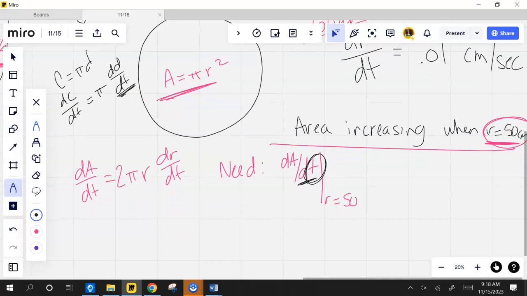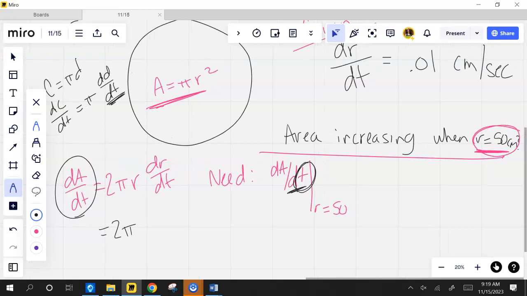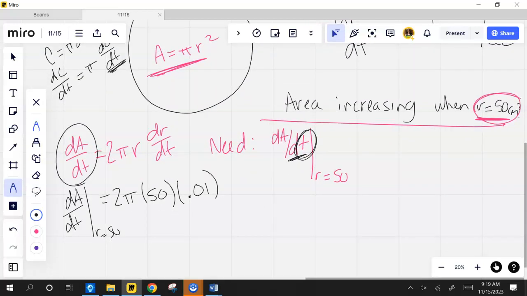All right, so let's fill in what we know. We don't know this, that's what we're looking for. 2 pi, do I know the radius? Well, I do. I want to know this at the time that r is 50, so I'll go ahead and plug in 50 here. Do I know dr/dt? What is it? 0.01. So it's just pi.